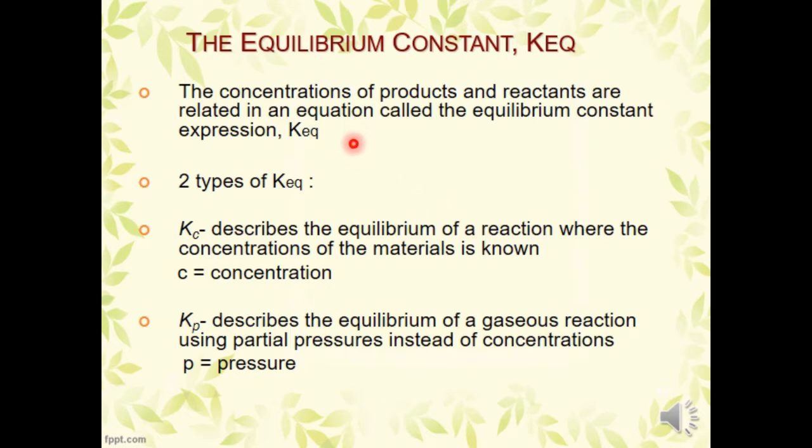So how can we relate the concentration of product and reactant in any chemical reaction? We can write them in an expression we call the equilibrium constant. There are two types of equilibrium constant to express any chemical reaction. If the reaction involves gas, then we use Kp. If the reaction involves aqueous species, then we use Kc. C indicates concentration, P indicates pressure because it involves gas.